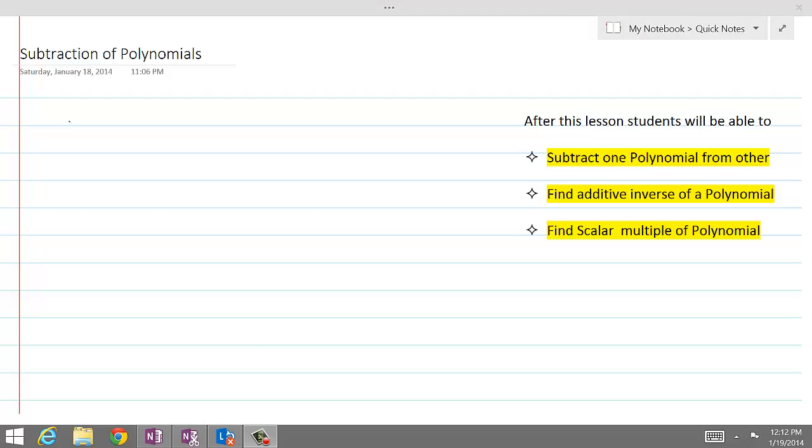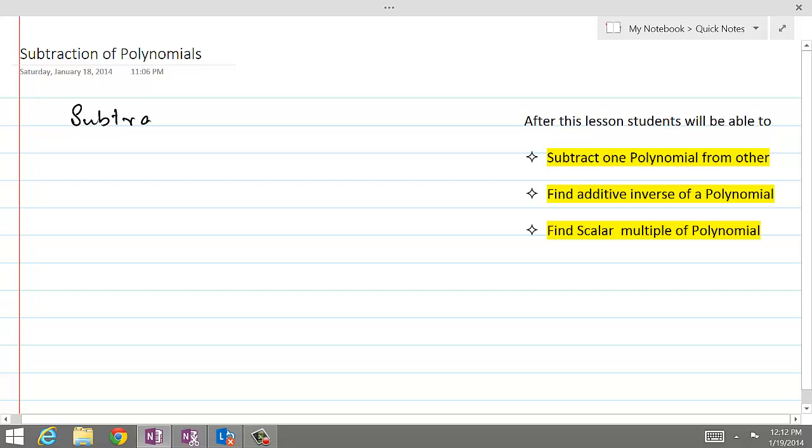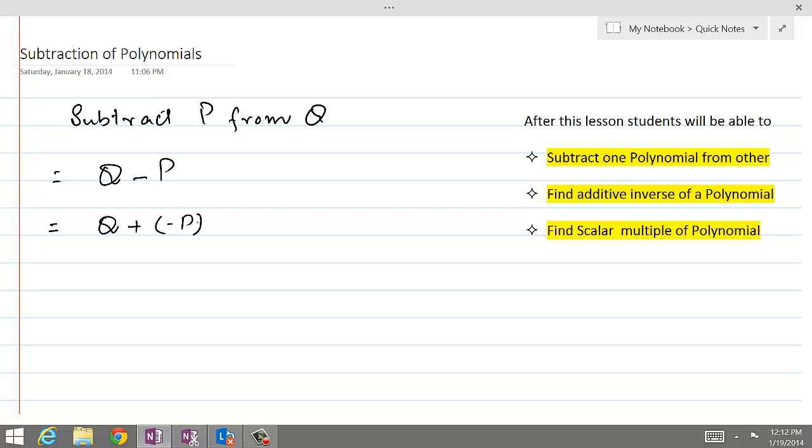If p and q are two polynomials, then the question: subtract p from q. So let's write down the question. Subtract p, where p is a polynomial, from q. In mathematical language, this will be written as q minus p. And yet another way of writing the same thing in mathematics would be q plus minus p. So q minus p is in fact addition of q and the additive inverse of p.